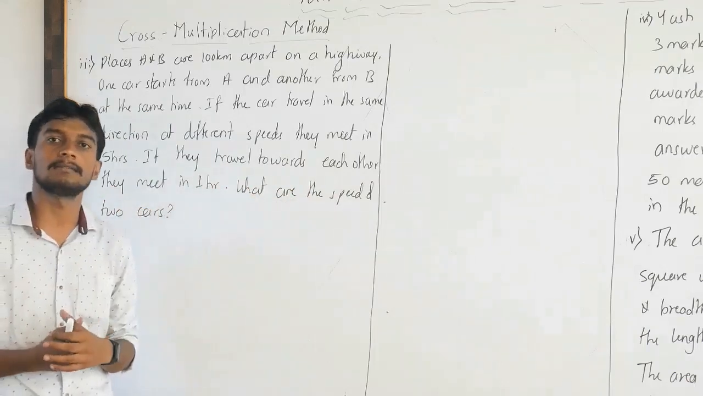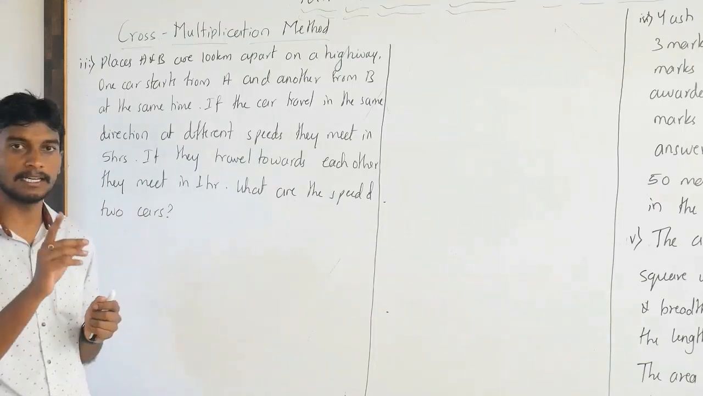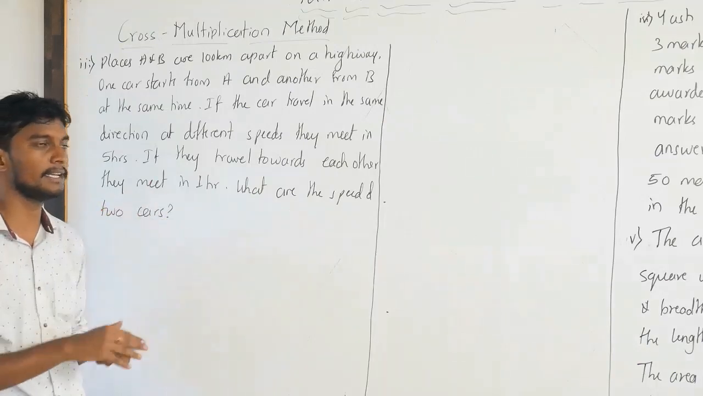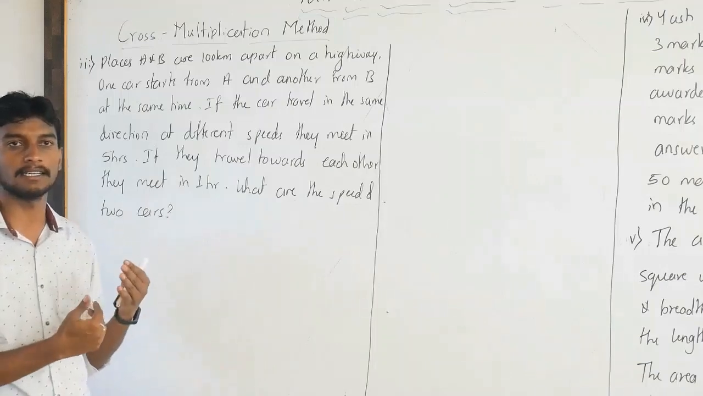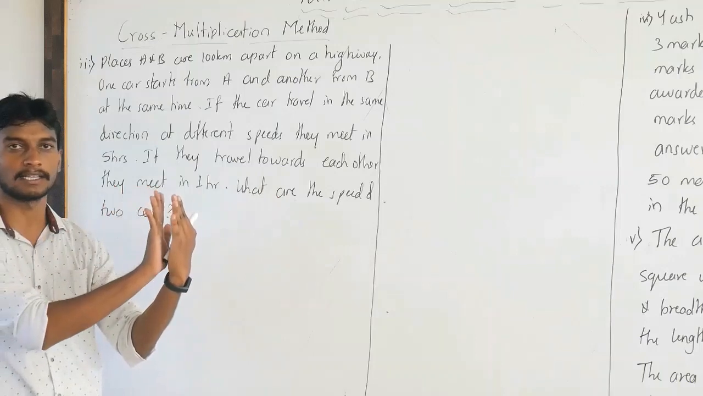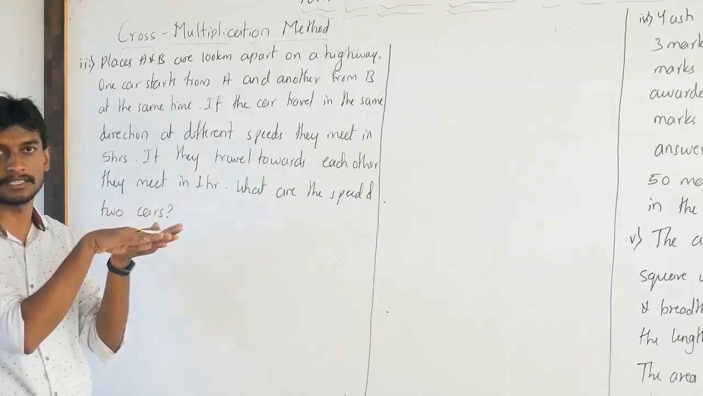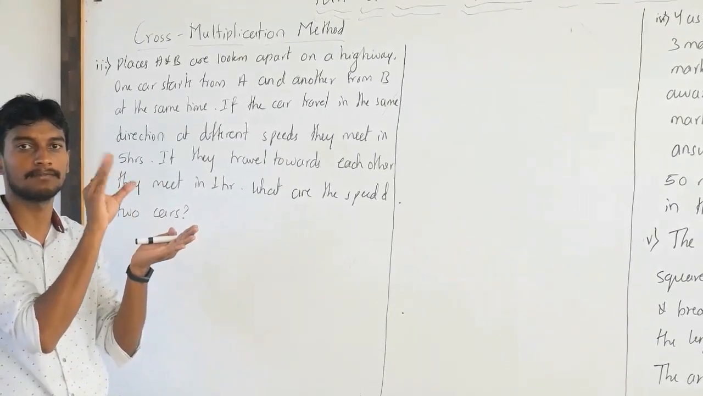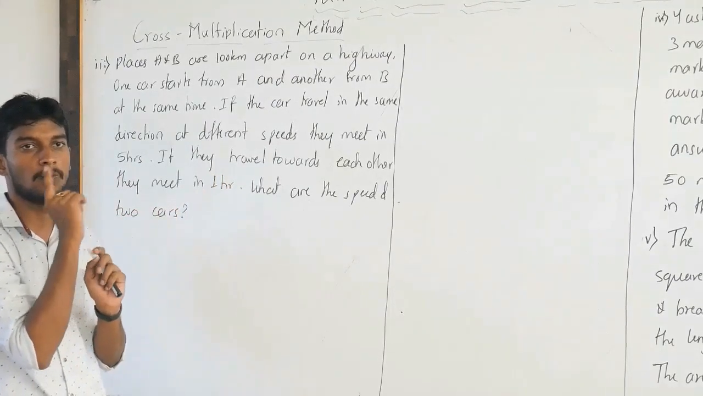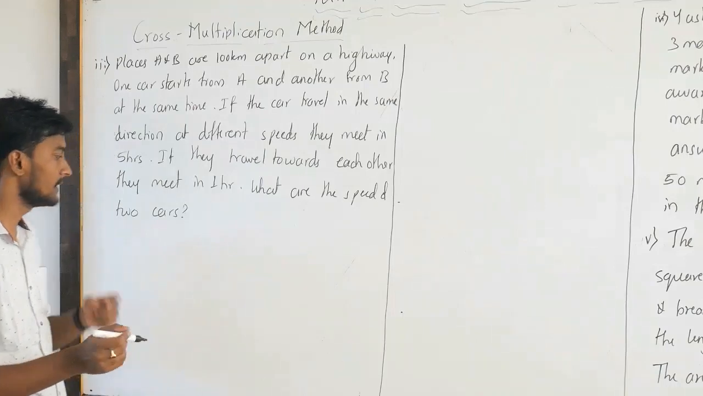Here there are two cars, and we don't know their speeds. They have different speeds, but there are two conditions: in one, the two cars travel in the same direction, and in the other, they travel in opposite directions. One car is coming like this, another car is going like this. When they travel in the same direction, the cars meet after 5 hours, and when they travel towards each other, they meet in 1 hour. So we have to find the speed of both cars, which we don't know.